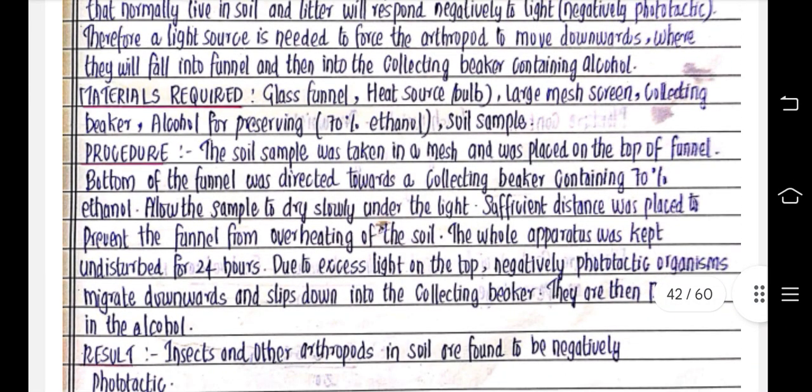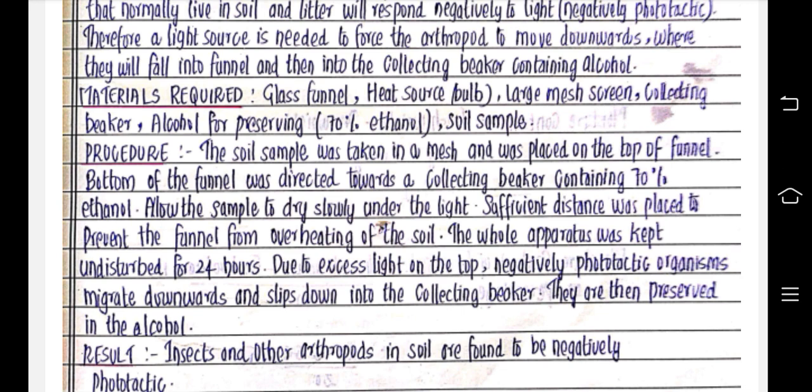Then soil samples. Procedure: the soil sample was taken in a mesh and was placed on the top of the funnel. The bottom of the funnel was directed towards the collecting beaker containing 70% ethanol. Allow the sample to dry slowly under the light. Sufficient distance was kept to prevent the funnel from overheating the sample.